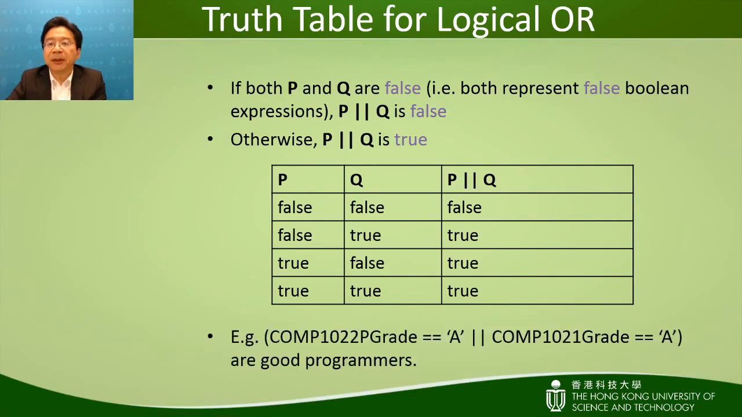For example, we can determine if someone has the potential to become a good programmer if they obtain an A grade in either Computer Science 1022P, which is the Java course, or COM 1021, which is the Python course. I assume that you have all studied logic before, so I won't spend more time on this topic. Do let me know if you need more help.